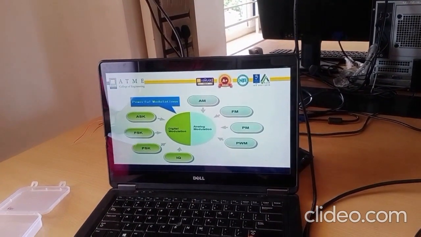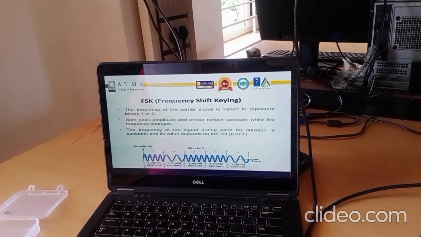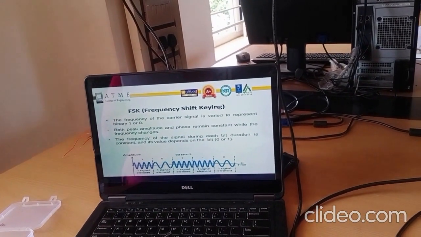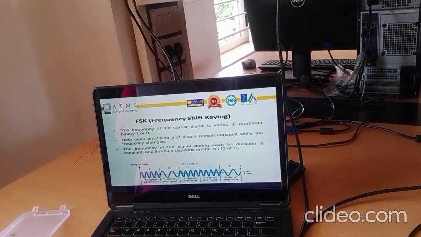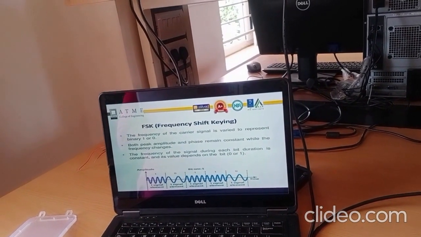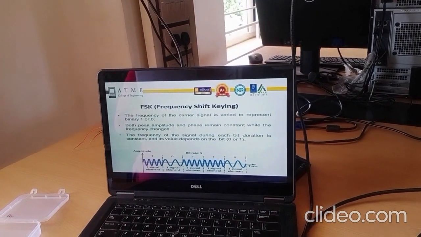So I will be showing you the experiment on FSK, that is frequency shift keying. In frequency shift keying, the frequency of the carrier signal is varied with respect to the binary signal, that is 1 and 0, wherein amplitude and phase are kept constant and frequencies are changing.